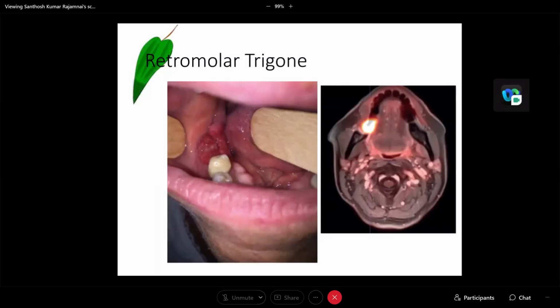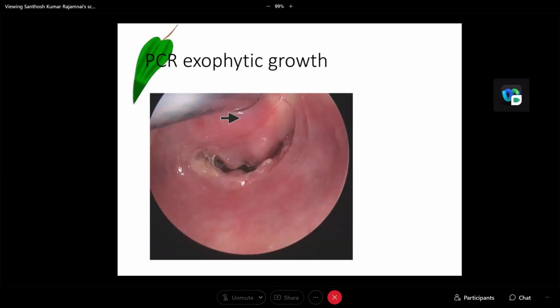Malignancy of the retromolar trigone. If you retract the cheek, you see an ulcerative proliferative growth in the retromolar region. And if you take a PET scan, you can see a bright uptake of fluorodeoxyglucose dye in that region, and you can conclude that there is a malignancy in the retromolar trigone. And then there is the postcricoid region, another hidden area. Most of the time, the postcricoid region is closed. So if you put in an endoscope and look, there is an exophytic growth in the postcricoid region.